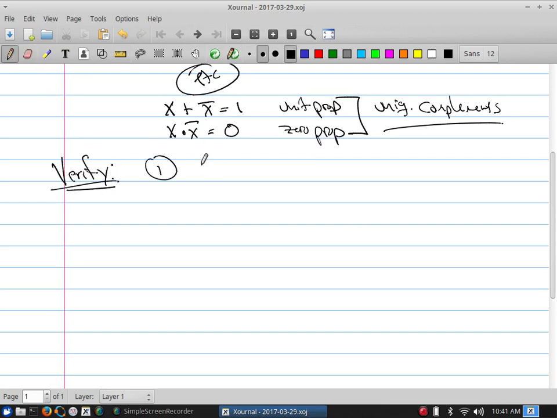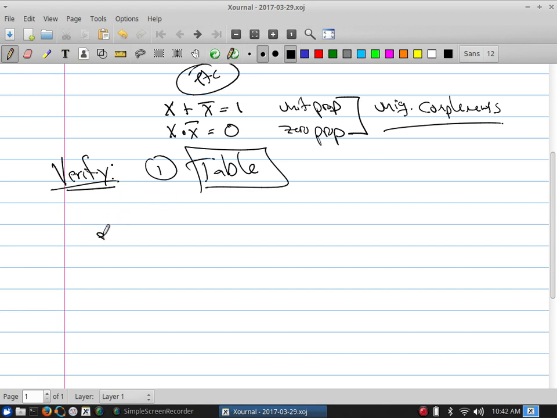To verify, the first level would be to simply make a table. If you're saying they're equal, if you're saying they're logically equivalent, we're going to show that these two things have the exact same table values. Same inputs cause same outputs, same thing. And so we can make a table for each of these however we want to do it.